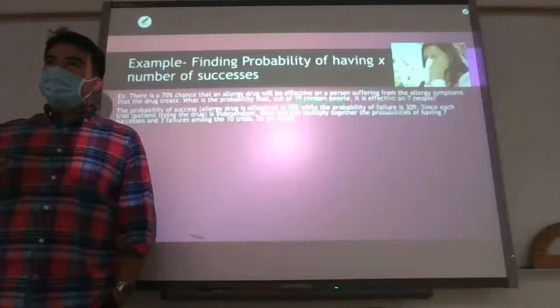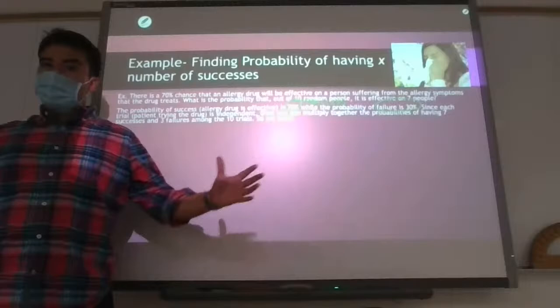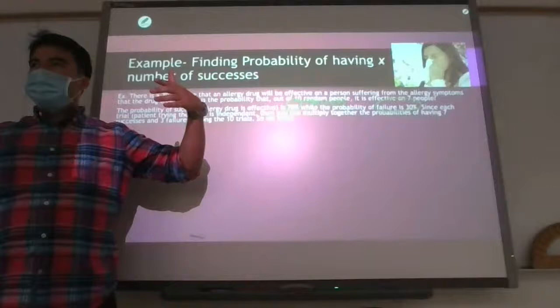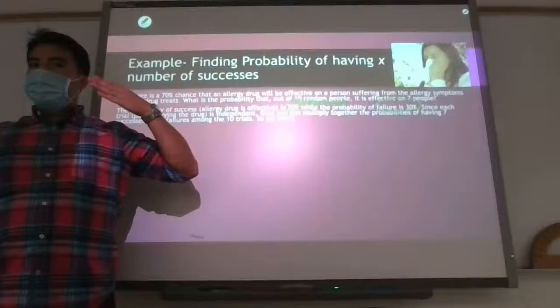So there's 10 experiments. It might seem like a lot of work, but because there's 10 of them and they're all independent, how do I find the probability of all 10 happening? What can I do with probabilities if they're independent? I want to find the probability of all of them.